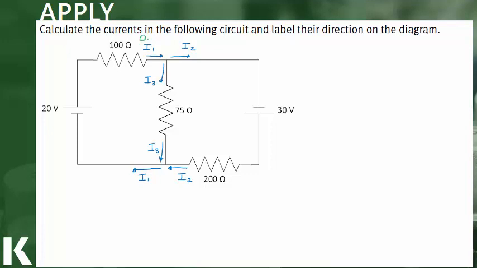So for I1, we calculated 0.184 amps. For I2, we calculated 0.16 amps. And for I3, that was 0.024 amps. So we got our magnitudes of our currents. We have the direction of our currents. So at this point, we're done. So now you should feel more comfortable using both of Kirchhoff's laws to solve circuits where we have multiple batteries.